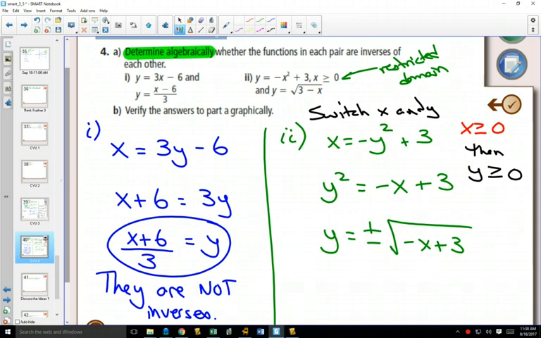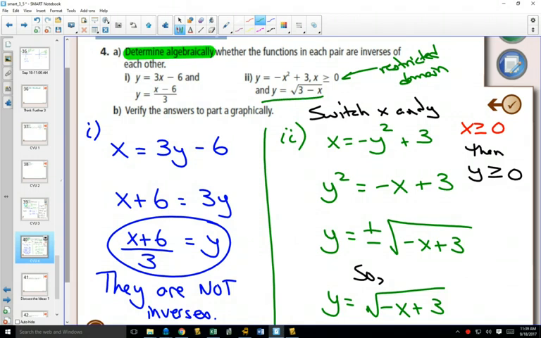And if y is greater than or equal to 0, which of these equations will it be? It will have to be the positive one, not the negative one. Because a square root is always positive, even if there's negative stuff happening inside. And so we would need the positive one to match. Now I got y equals the square root of negative x plus 3. Does that match with what they gave us?